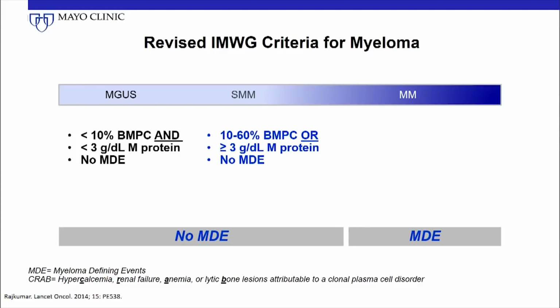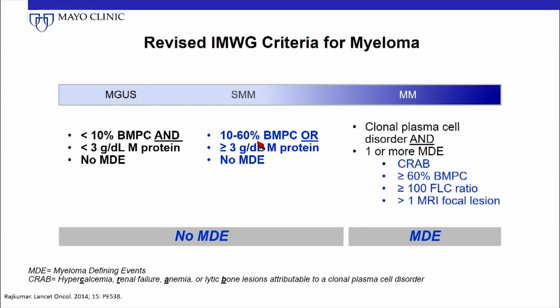Because MGUS has a risk of progression of only 1% per year, but smoldering myeloma has a risk of progression of 10% per year. So we split them into two groups based simply on the proportion of plasma cells in the bone marrow, less than 10% for MGUS, and the size of the monoclonal protein, less than 3 grams versus 3 grams or more. So if a patient has either more than 10% clonal plasma cells or more than 3 grams M protein, and no myeloma-defining event, that becomes smoldering multiple myeloma.